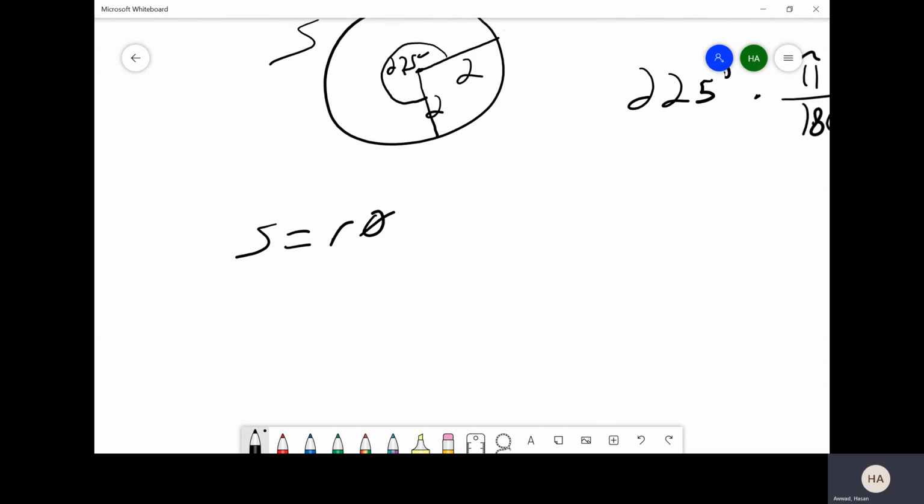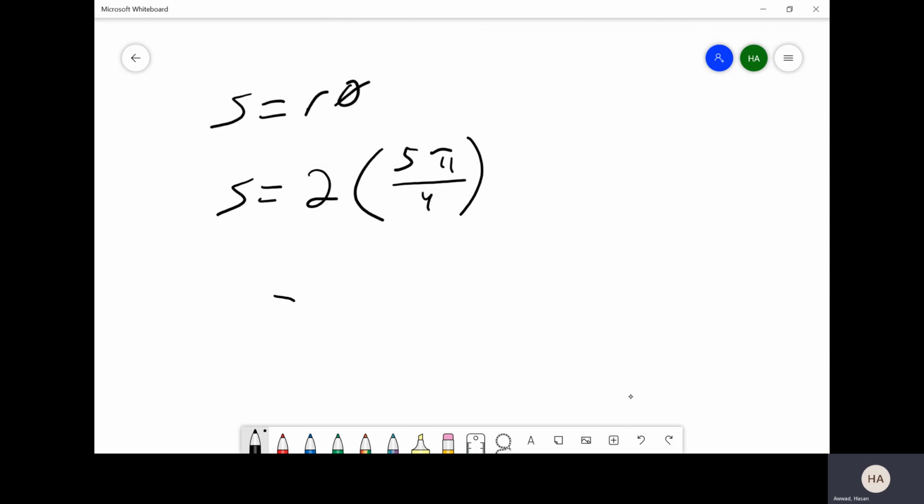And we know what R is. R is just 2. Our radius is 2. So we have S is equal to 2 times 5 pi over 4. Simplifying this down, this is the same thing as 5 pi over 2. If we have a 2 up top and a division of 4, we can cancel out one of the 2's in the bottom. So we have 5 pi over 2.